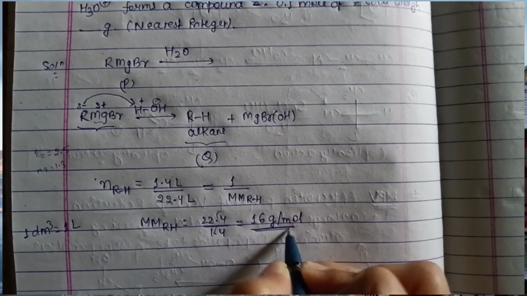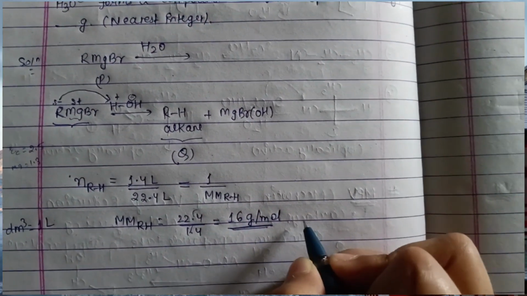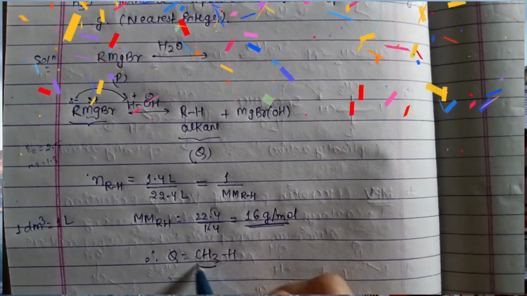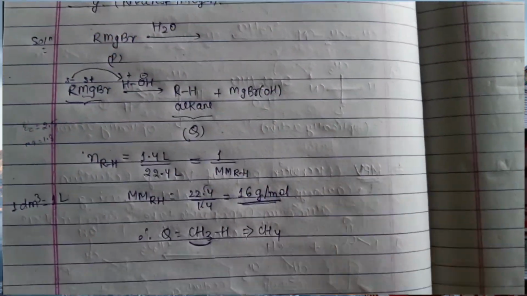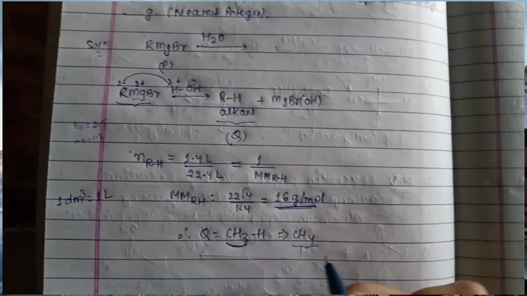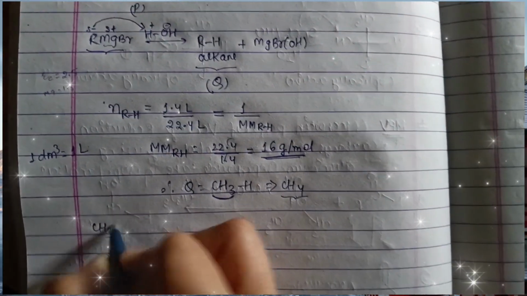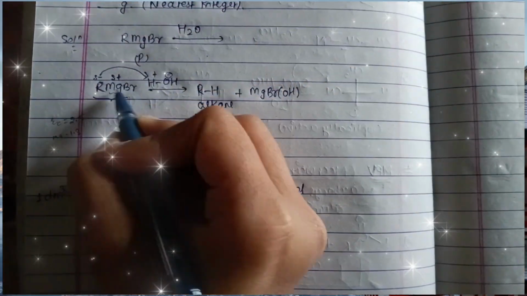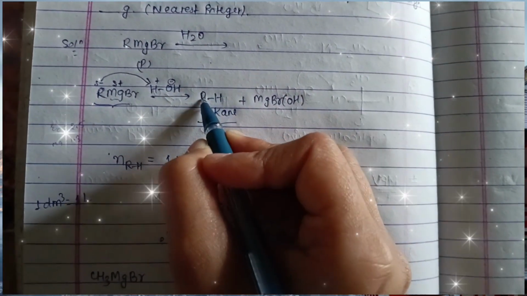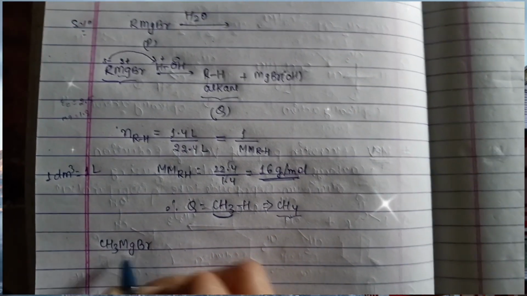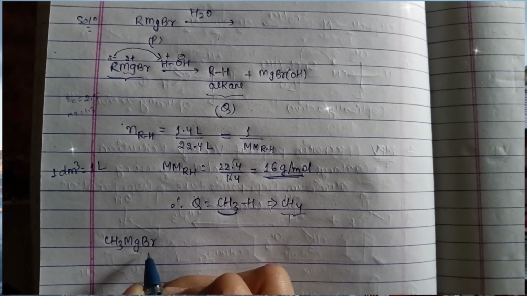And we know that 16 gram per mole is the molar mass of CH4. Therefore, this Q is CH3H, which is CH4 only. So we get Q as CH4. So if Q is CH4, that means RMgBr was nothing but CH3MgBr, because when CH3MgBr reacts with HOH, it will give us CH3H, which is CH4, and this is what we are getting. So this is the given Grignard reagent that we have.